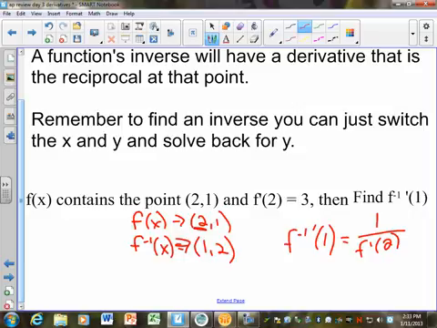Since the derivative at 2 was 3, the reciprocal of that would be 1/3. So it's just one of those really little rules that if you remember it, it's going to help you when you're doing that.